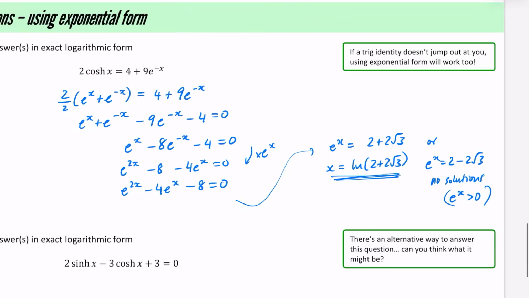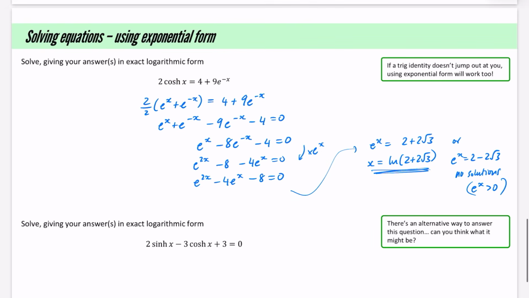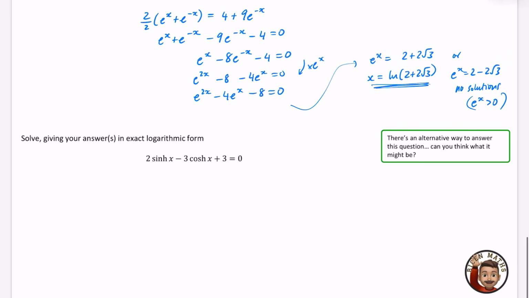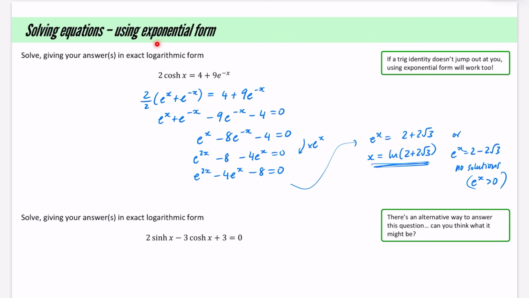Again, in an exam context, I'd probably put this on a graph, and just see that they only cross in one location. So this one, we're going to solve this equation, giving our answer or answers in exact logarithmic form. Here we have 2 sinh x minus 3 cosh x plus 3 equals 0. Now, this is on a page where we're going to do it using exponential form.